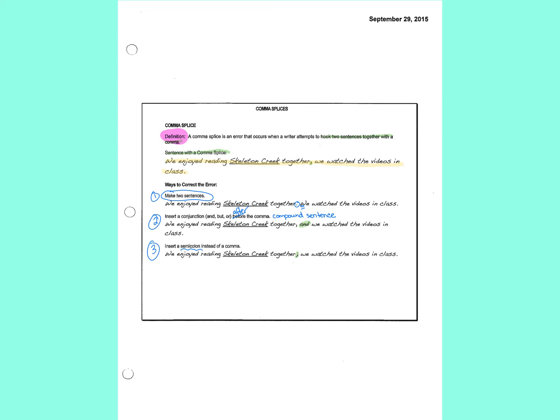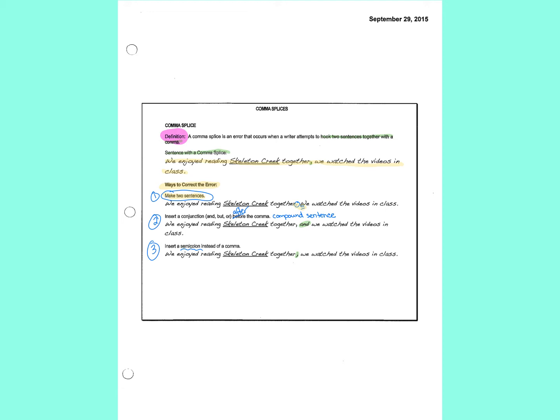So how can we fix this? There's three ways to correct your error. The first way is to just simply make two sentences. The easiest way, if you ask me. So let's look at it. We enjoyed reading Skeleton Creek together. So instead of the comma, I put a period. Then I need to make sure I capitalize the we in that next sentence and then continue on. We watched the videos in class. Easy peasy, right? So all you literally need to do, if you have a comma splice happening where you have two sentences together incorrectly, is simply make it into two sentences.